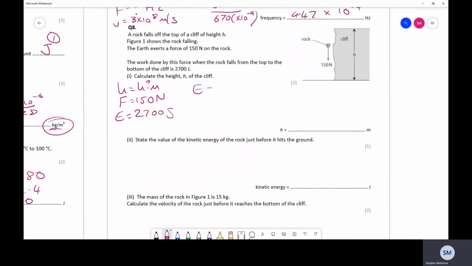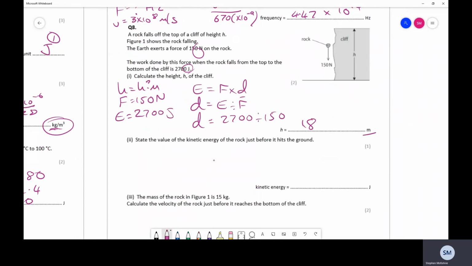I'm going to use E is equal to F times D, because a distance is just the height. So I can find h from here. I can rearrange my equation. I'm going to divide across by f. E divided by f is equal to d. Distance is equal to 2,700 divided by 150. Putting that into my calculator, 2,700 divided by 150 is 18 meters. I don't have to do anything with my units. They all match up. Newtons, joules, everything's great.